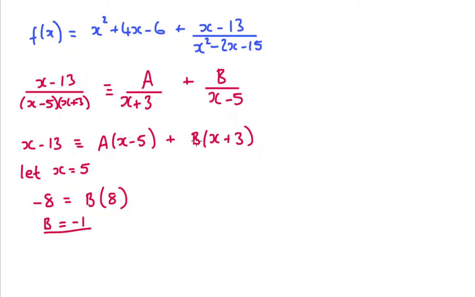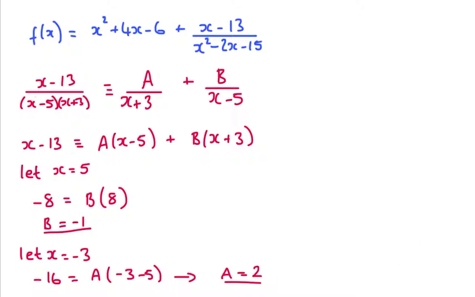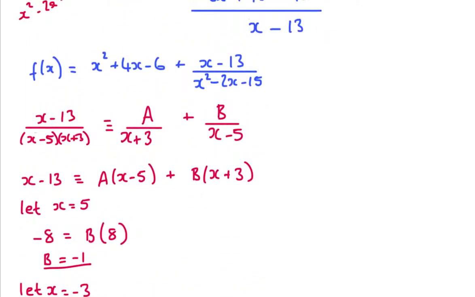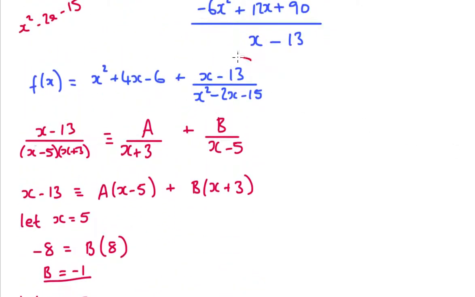Do the same thing again, but make the second bracket disappear, so let x equal negative 3. Negative 3 take 13 is negative 16. First bracket's going to stay this time. I'm going to have minus 3 take 5, which is minus 8. So A will be minus 16 over minus 8, which is positive 2. Okay, we've finished now. We can write f of x out fully. We can now replace what we've got here by 2 over x plus 3 minus 1 over x take 5.